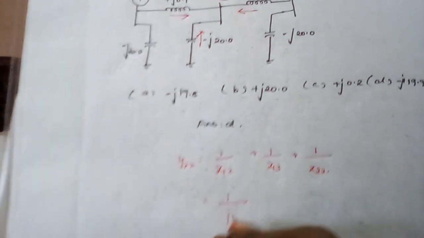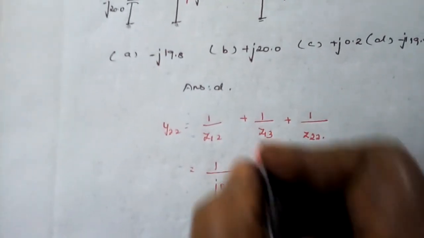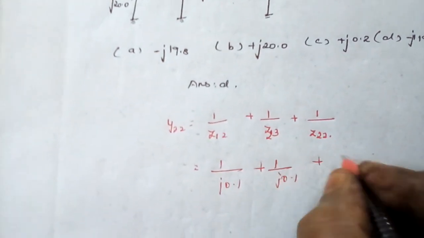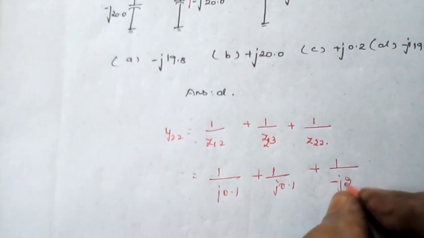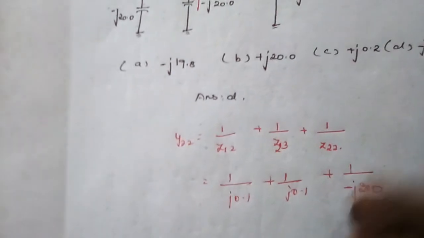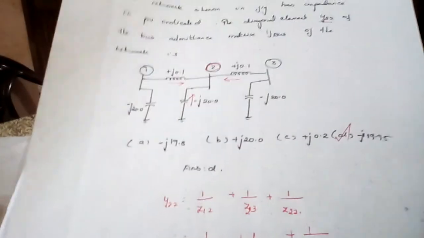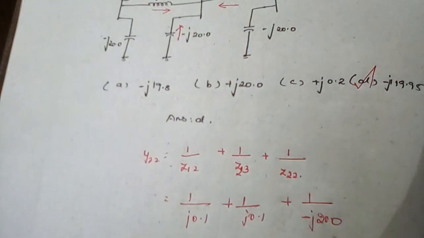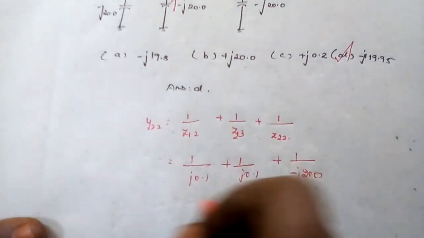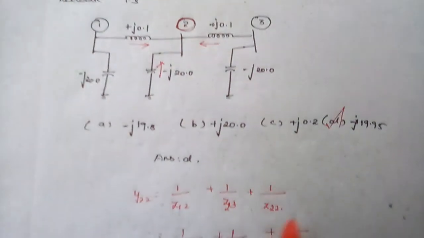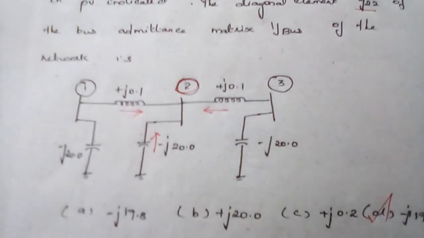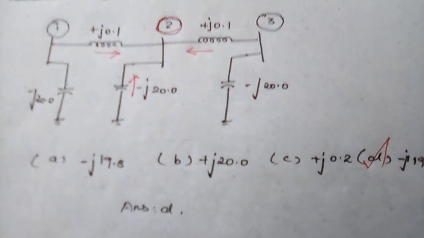Z12 is j 0.1, and then 1 divided by j 0.1 plus 1 divided by minus j20. If you convert this into the polar form and then into the rectangular form, you obtain option D as the answer for question number 6. Right? So you can expect those kinds of questions in competitive examinations. So be thorough with the Y-bus calculation and the inspection method rather than the singular transformation method.